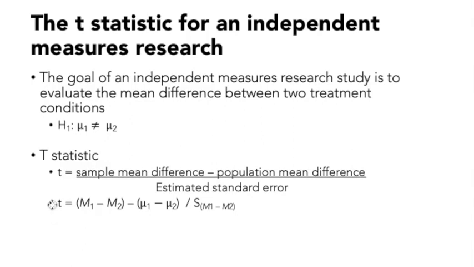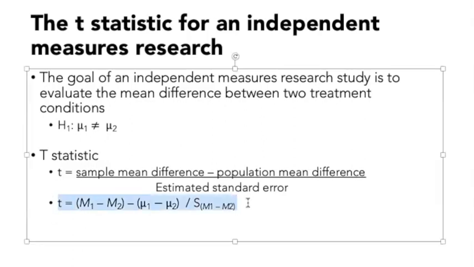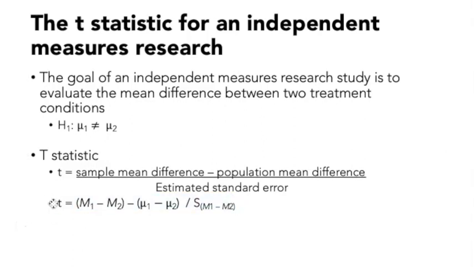Now, if you write the formula, this is how it would look. T is equal to (M1 minus M2) minus (mu1 minus mu2). Now, M represents the sample mean difference, okay? Mu1 minus mu2 would represent the population parameter, so the population mean difference. And that is divided by the standard error estimate.